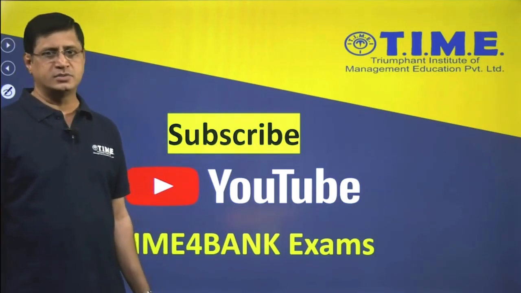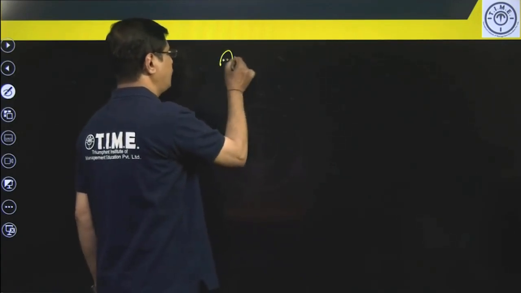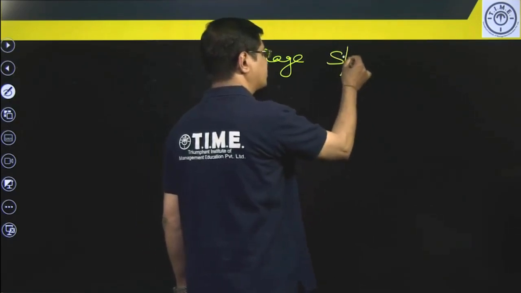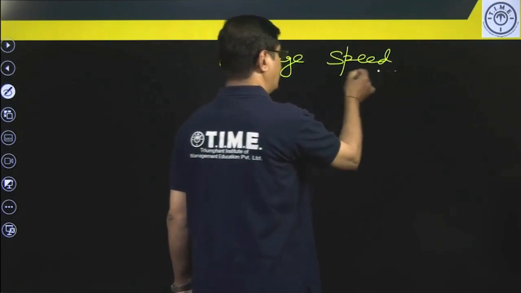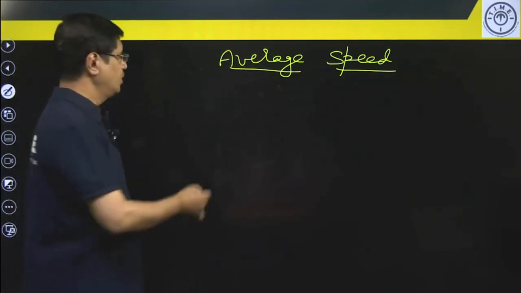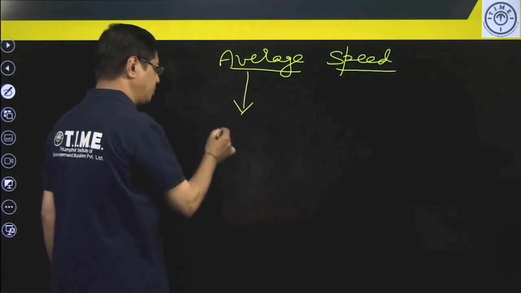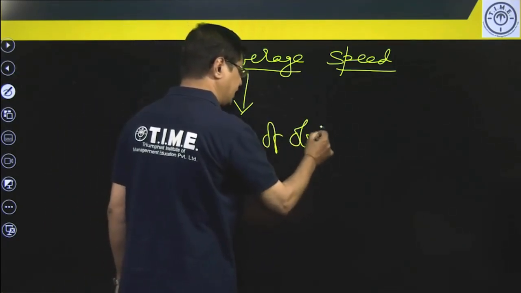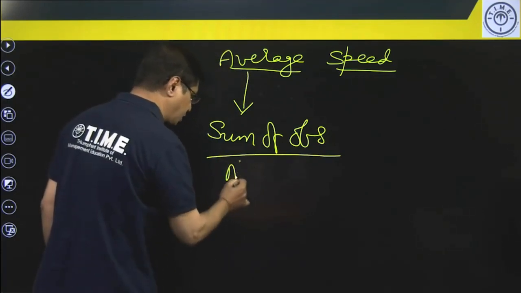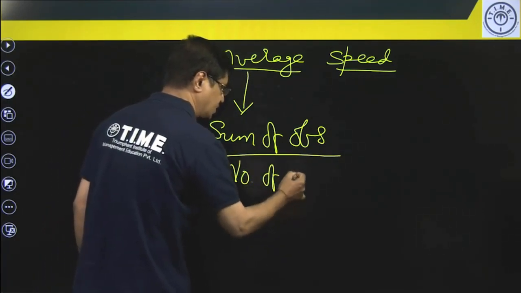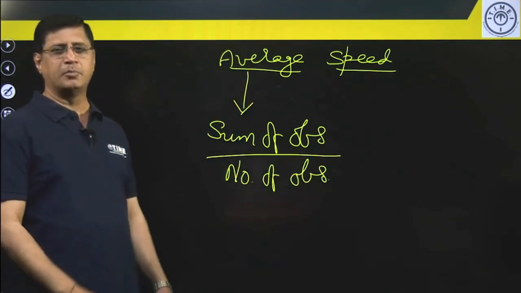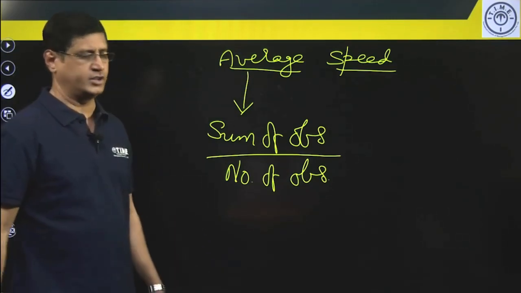Okay, now let's look at the first basic points of average speed. Dear students, if we observe, average speed comprises two words. One is average, the other one is speed. What do you mean by average? Average means sum of the observations by number of observations. Sum of the quantities by number of quantities. Sum of the elements by number of elements. That is the meaning of average.